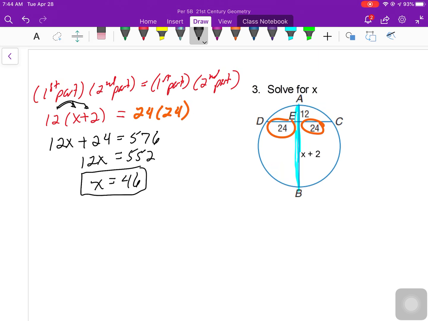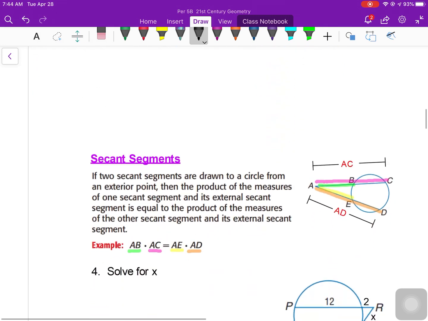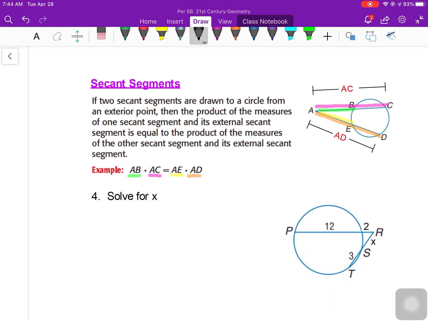Let's move on to a second type of segment. And this second type of segment we're going to talk about is called a secant segment. Recall that a secant is a line that intersects a circle at 2 points. So for a secant segment, we're talking about just a part of that line. Now, when you have a secant segment, you're going to have what's called the outside part, and then you're going to have what's called the whole length. And the pattern that we follow with secant segments is the outside part of one times the whole length of that same one is equal to the outside part of the other times the whole length of that other one.